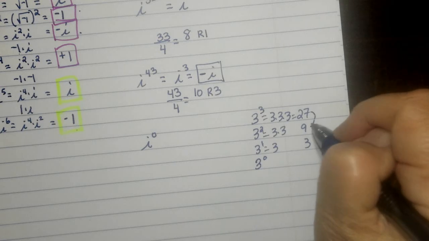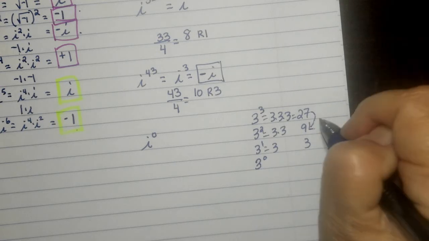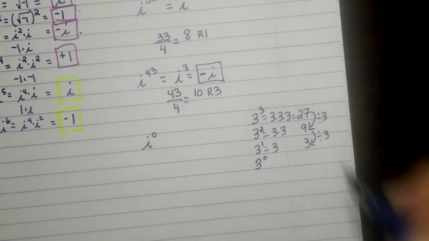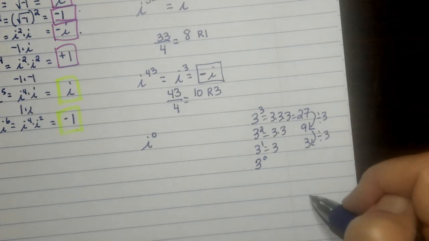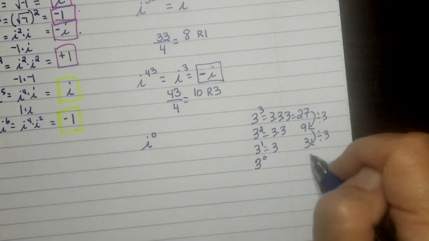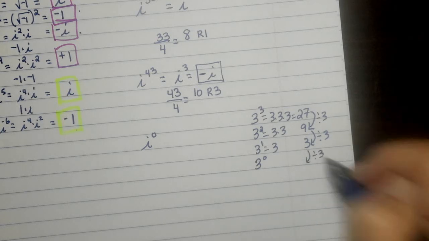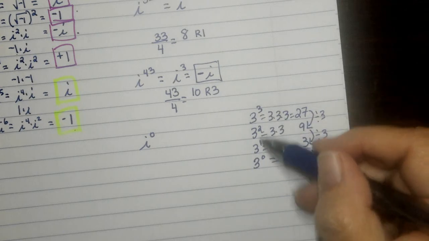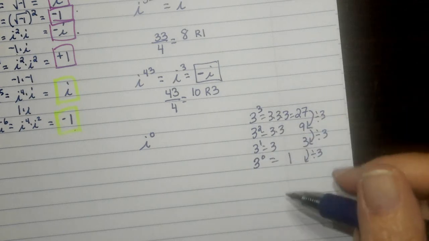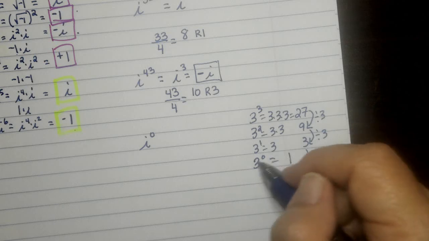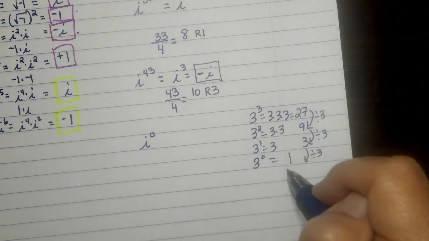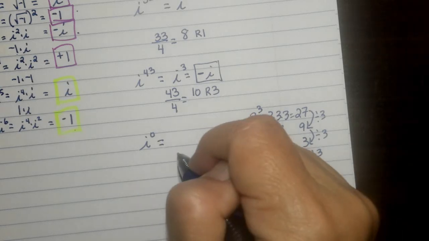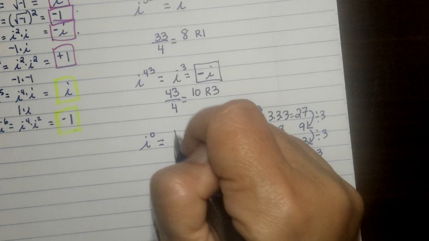What's happening to these answers? Are they being divided by 3? So the pattern has to continue, right? I mean, that's what patterns do. So what's 3 divided by 3? 1. I could do this with any base. I just like 3. So any number to the 0 power equals 1. So I to the 0 power also equals 1.